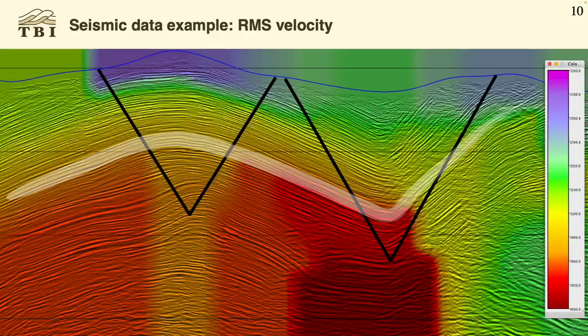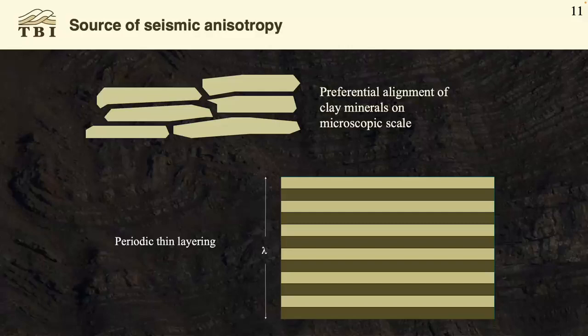Now I'm just going to step back for a second and talk about seismic anisotropy, and then I'll show you how we correct for it with depth imaging. Seismic anisotropy is an interesting phenomenon, and it comes from a few different sources. One of them is the preferential alignment of clay minerals on the microscopic scale. Your platelet-shaped grains of shale are aligning themselves reasonably flat.